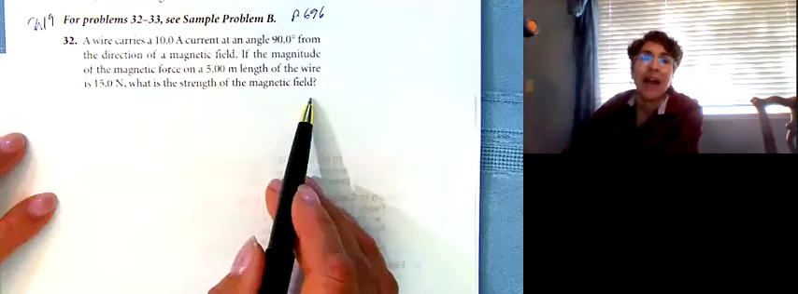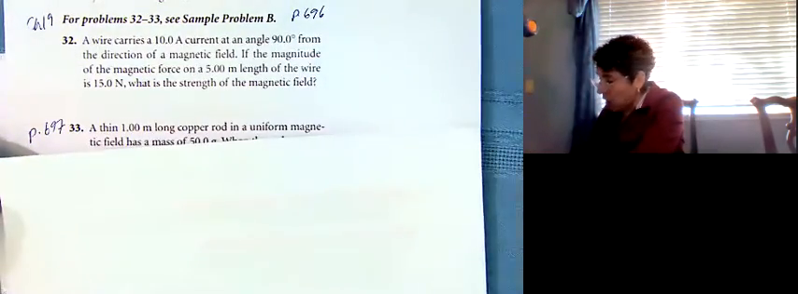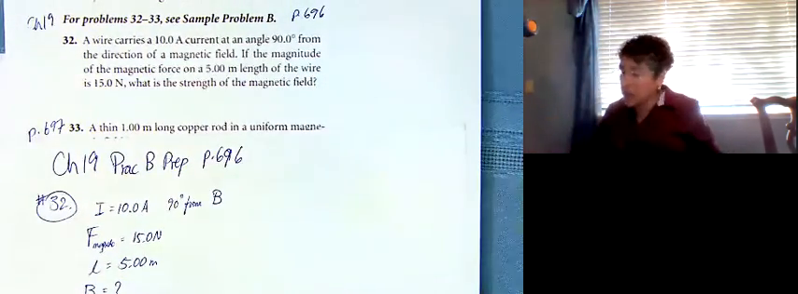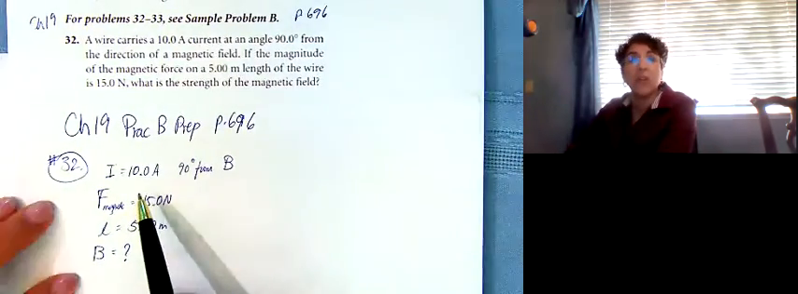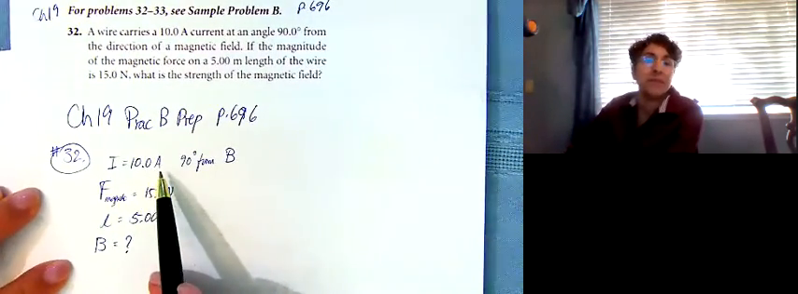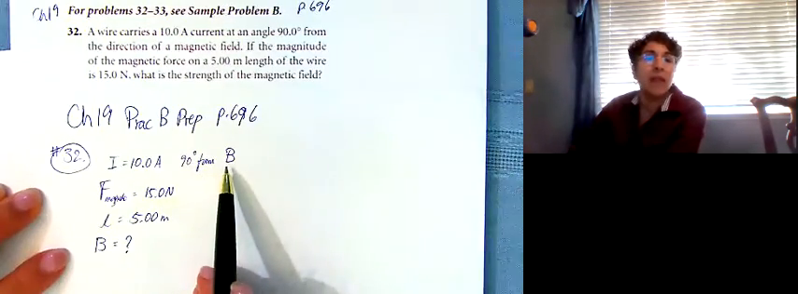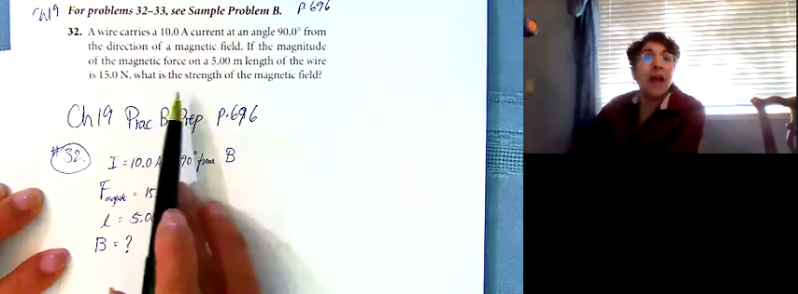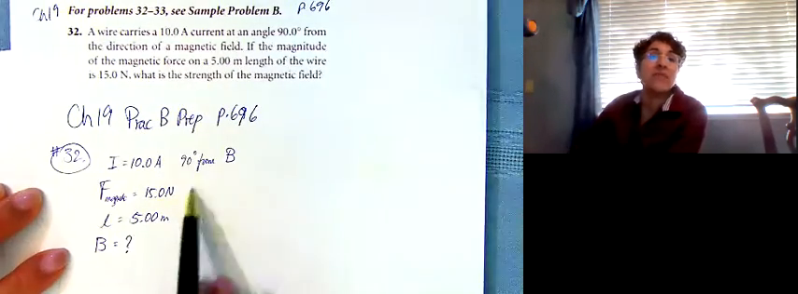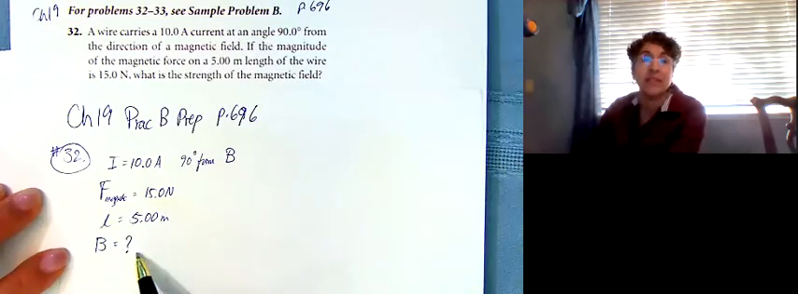So the trick to any of these is just translating. Did I get all the information that they gave me? So here's your translation. They told me that the current is 10 amps and it's 90 degrees from my magnetic field. The force is 15 newtons, and we know that the length is 5 meters. So what is the strength of the magnetic field? How much Tesla is it?